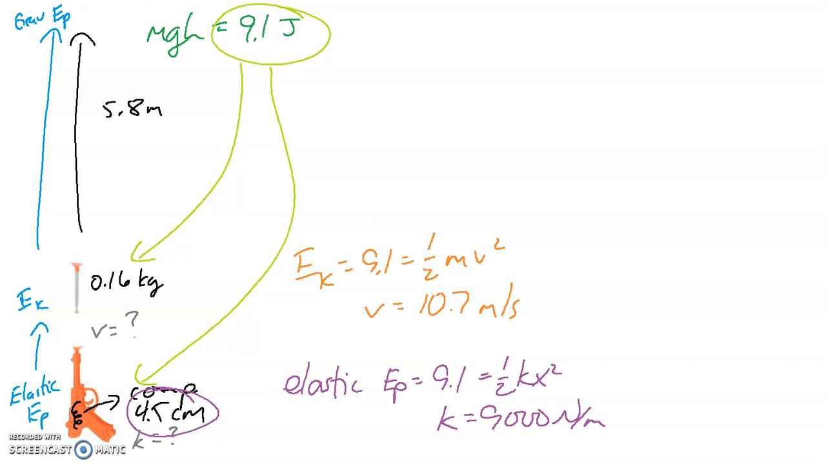You could also take that 9.1 joules. That's how much work was actually done to compress the spring in the first place when the dart was put into the gun. Once you have the total energy, it's kind of nice because you can use it in any way that you need to. Okay, that is that question right there. So let's try another question.